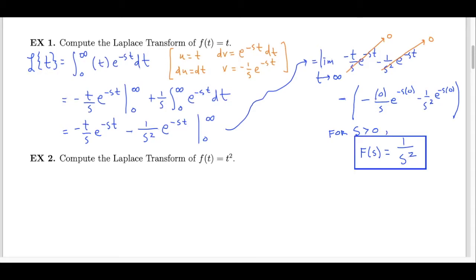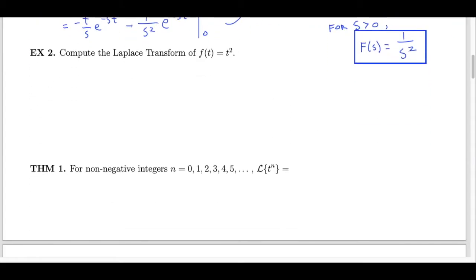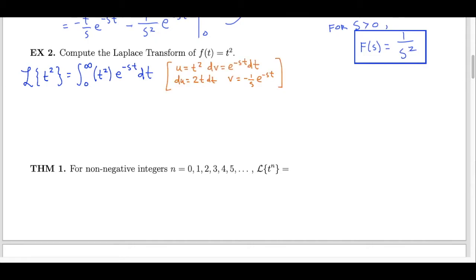I'd like to try to start to identify some patterns here. So I'm trying to connect the fact that if I start with the function t, my transform is 1 over s squared. In an effort to extend that pattern, the next example has us calculate the transform of t squared. Let's see how that plays out. Let's start, as always, by putting the input function into the definition. I'm not surprised to see that I'll have to use integration by parts again. So let me go ahead and set up those ingredients. Now let me plug them into the structure of integration by parts.